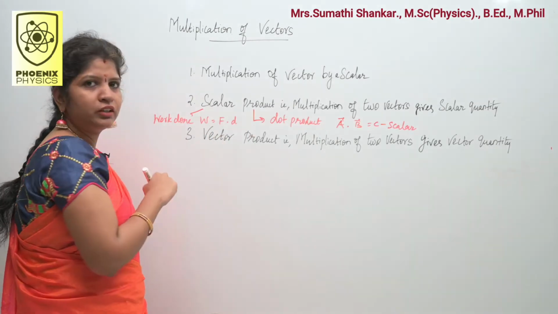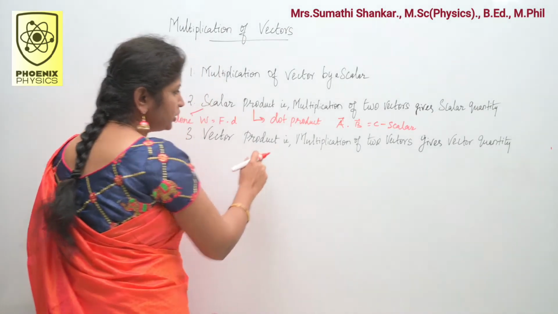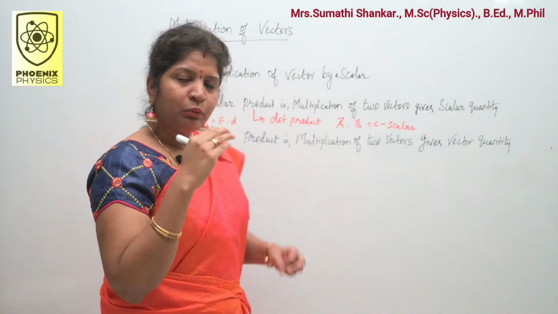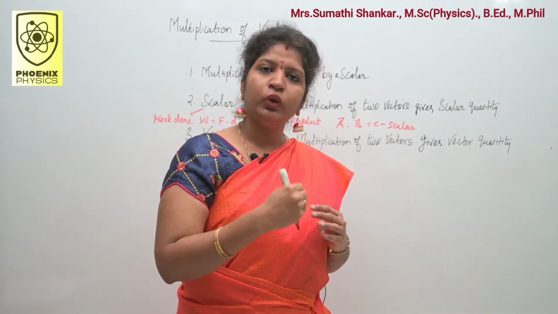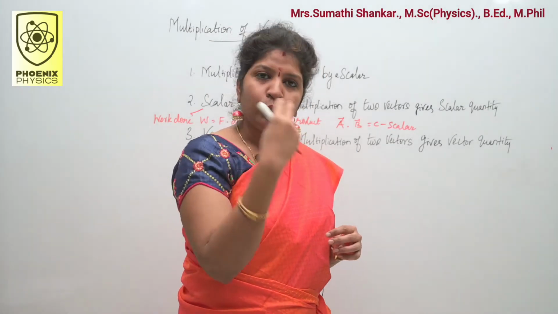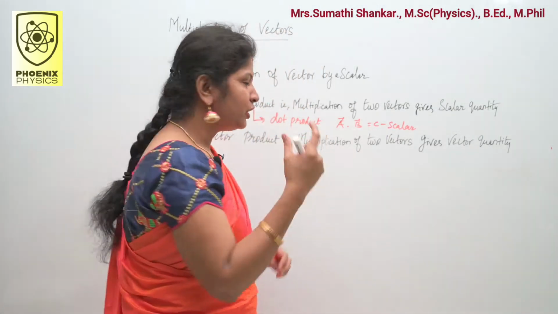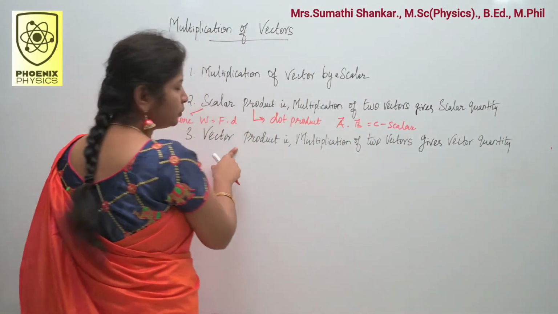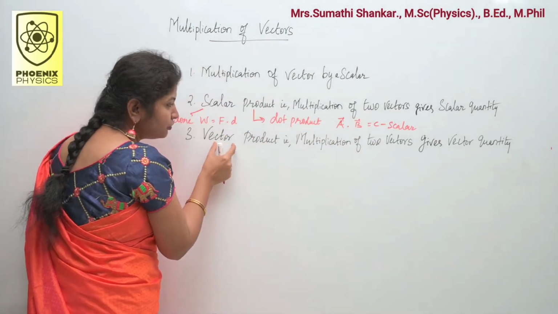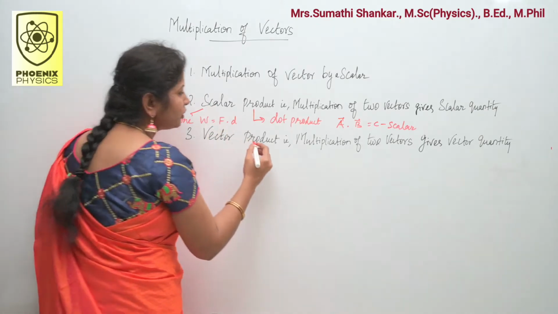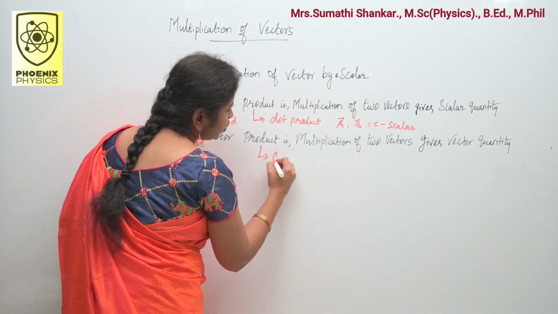Then third one is vector product. Suppose the multiplication of two vectors gives vector quantity, then it is said to be vector product. And this vector product is otherwise known as cross product.